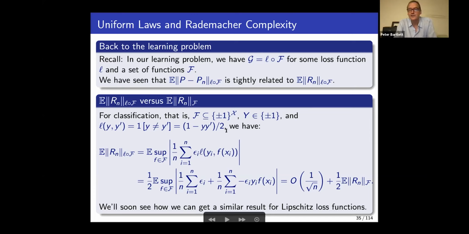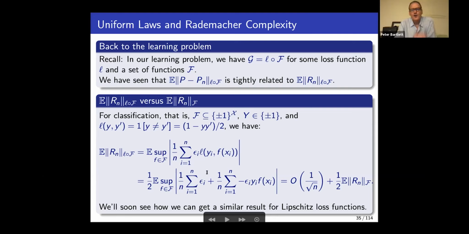When we rewrite our losses in this linear way, the 1/2 part gives us just these epsilon i's, and the minus y prime part gives us this minus epsilon_i y_i times f of x_i. Okay, crucial thing here is, our expectation is over the sample, the XY pairs, and the epsilon i's.